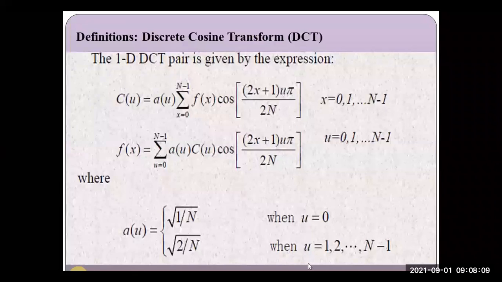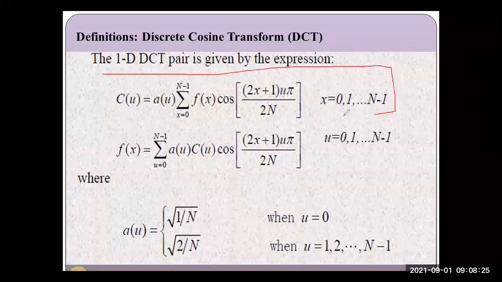Now this is the equation. Okay, this is the equation. This is the equation which gives the DCT for one dimension. This mathematical equation is nothing but the discrete cosine transformation for a discrete one-dimensional signal.